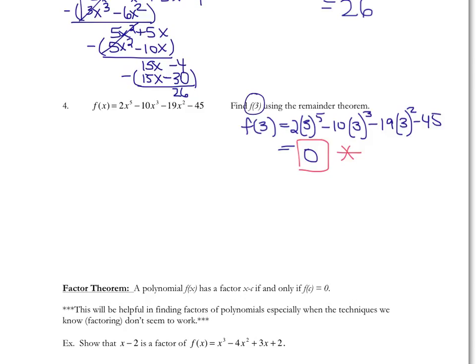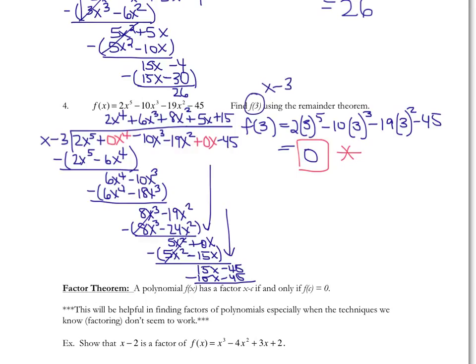Just checking, since this is f of 3, using long division, my divisor is x minus 3. Notice that again, using long division, I get a remainder of 0. So why is this important? Well, the factor theorem tells us that a polynomial f of x has a factor x minus c if and only if f of c equals 0. So that means if I get a remainder of 0, my divisor is going to end up being a factor. Think about why that's important. Why is it important to know the factors of a polynomial?